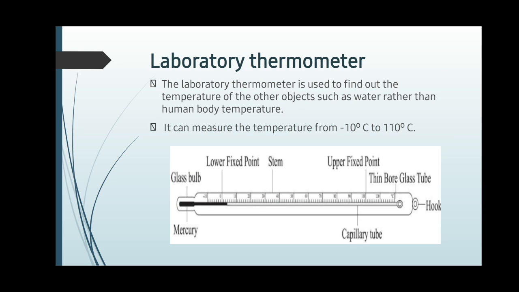Next, laboratory thermometer. The laboratory thermometer is used to find out the temperature of other objects such as water, rather than the human body temperature. This laboratory thermometer is generally used in different labs. In school labs it is used, and this laboratory thermometer is not fit to find the temperature of the human body. It can measure the temperature from minus 10 degrees Celsius to 110 degrees Celsius.